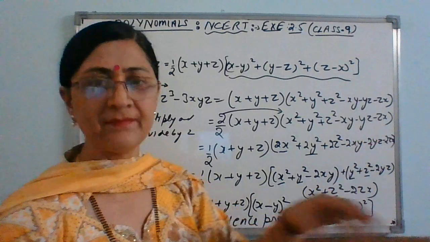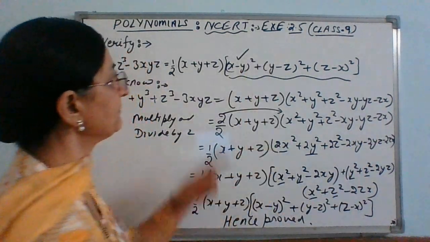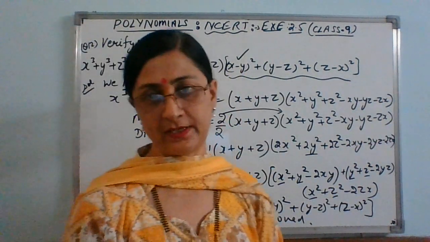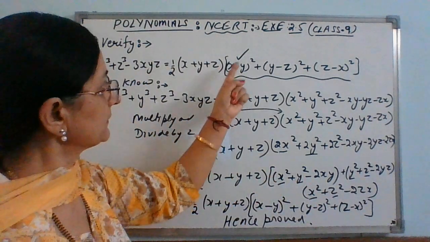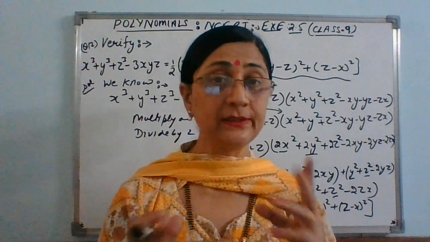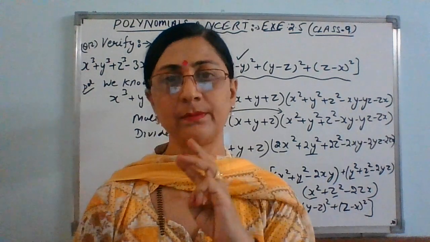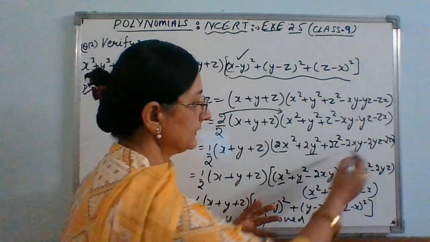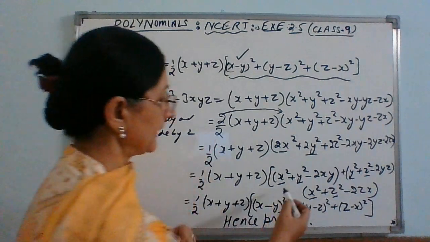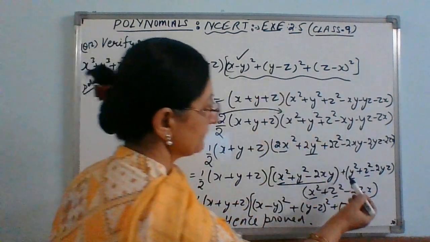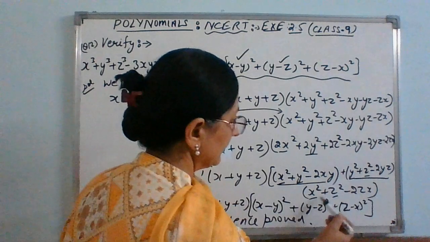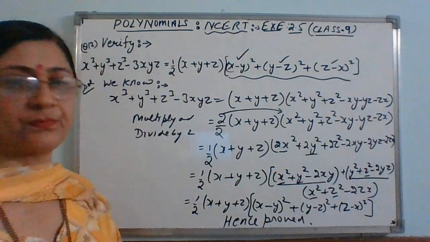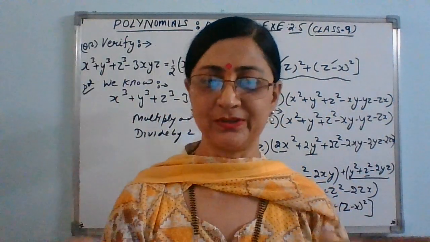I have done the grouping so that I can get this formula here, x minus y whole square. To form this formula x minus y whole square, you need 3 terms: x square plus y square minus 2xy. I did the arrangements in such a way that I am able to form this formula here, and I am able to form this, and this, and hence proved. I hope it's clear. Now the next question.